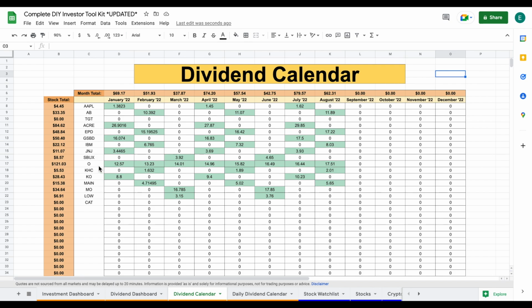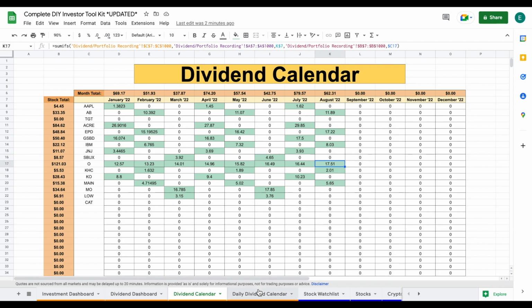So if we take an example, a monthly dividend paying company, we can see in January they paid out $12.57, $13.23 in February, and so forth. You can see how that dividend is increasing over time. So I can see at the beginning of the year, I received $12.50 in dividends, up to now $17.51. Now keep in mind, this is example data I have listed here, but this is a really good way to see your dividend growth over time.